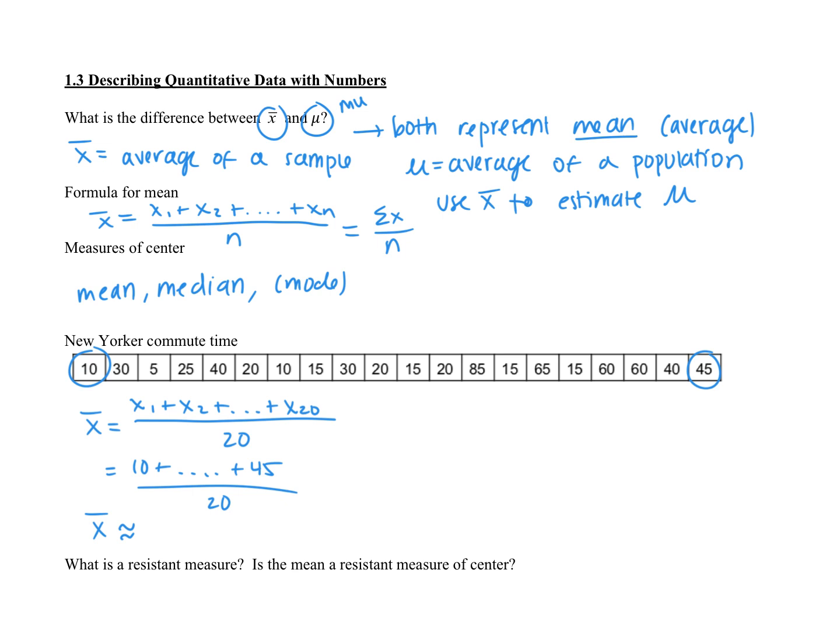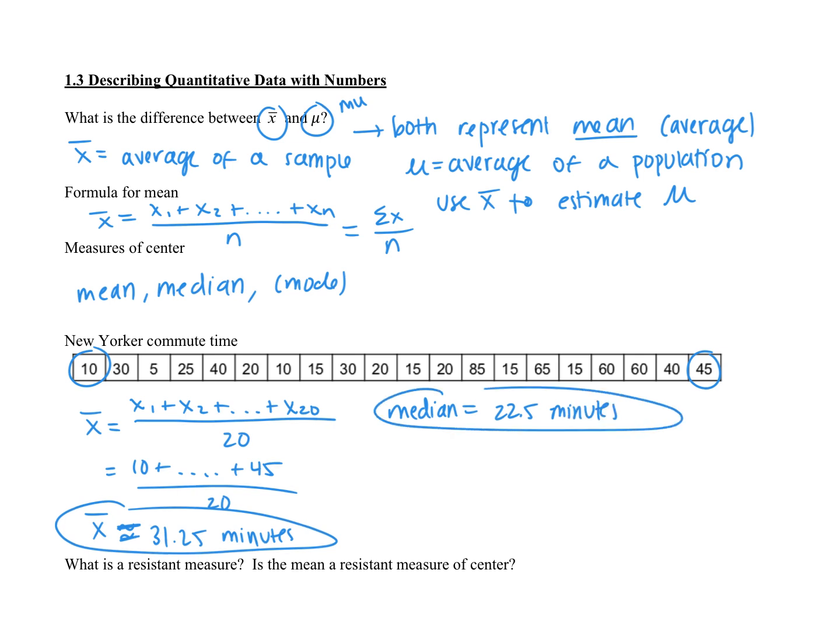Okay, so we got a mean of 31.25 minutes. The average is not rounded. Please do not round that. And then the median, we got to be 22.5 minutes. Do not round either of those. In stats, the vast majority of the time, you're not going to be rounding.